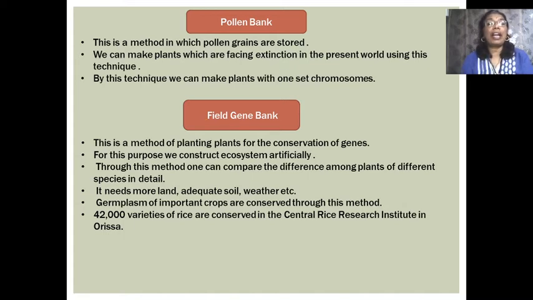Next is the field bank, or field gene bank. This is a method of planting plants for the conservation of genes. For this purpose, we construct an ecosystem artificially. Through this method, one can compare the differences among plants of different species in detail. It needs more land, adequate soil, weather, etc. Germplasm of important crops is conserved through this method. About 42,000 varieties of rice are conserved in the Central Rice Research Institute in Orissa.